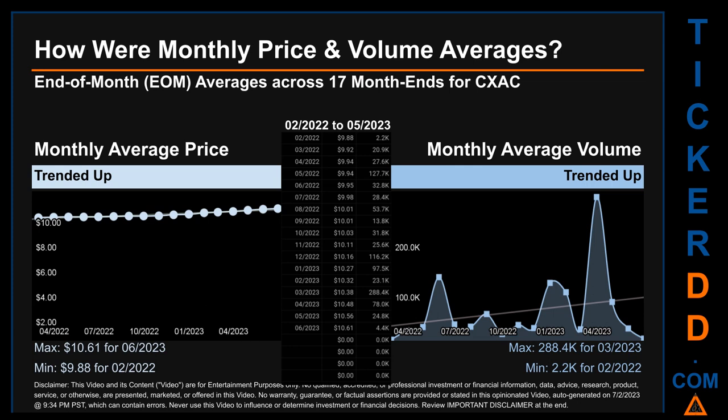Looking at volume, 03/2023 and 02/2022 respectively saw the highest and lowest monthly average volume at 288.4 thousand and 2.2 thousand.